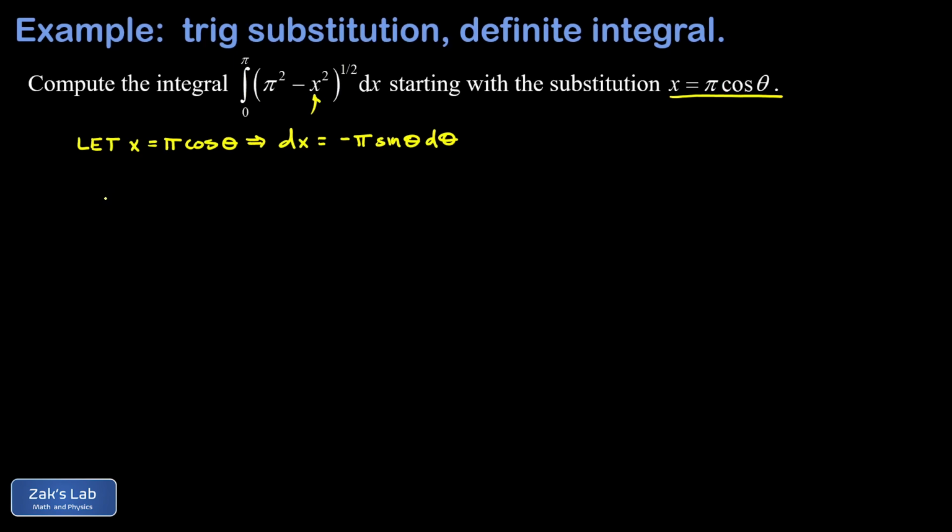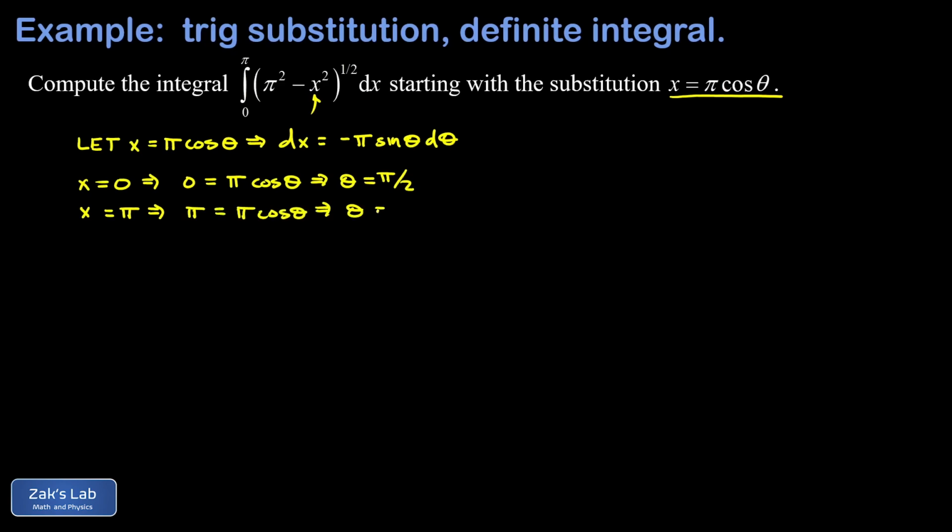So we're going to take this integral entirely to theta space. I want to transform the limits of integration as well as the integrand. So when x is equal to 0, I plug in 0 into my trig substitution. When x is 0, I get 0 equals pi cosine theta, which means cosine theta is 0, which means theta is pi over 2. And when x is pi, this means pi is pi cosine theta. That means the cosine of theta is equal to 1, which means theta is equal to 0.